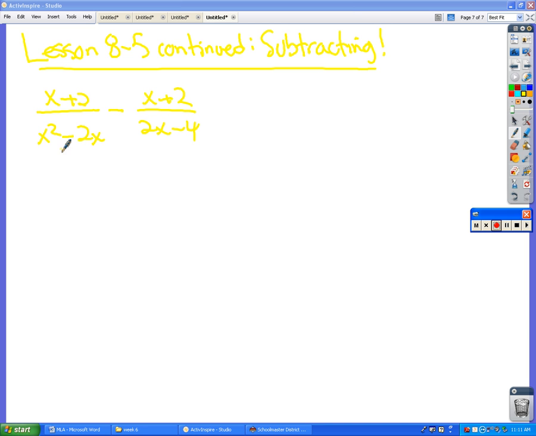So first thing, just like in the addition, I have to get a common denominator. So I'm going to factor this into x times x minus 2. And then I'm going to factor this into 2 times x minus 2. Okay? And then you factor the x. So to make this match with this, I need to put a 2 there, which means I need to put a 2 there. And to make this match with that, I need to have an x. And so I need to have an x. Okay? So far, nothing has changed.